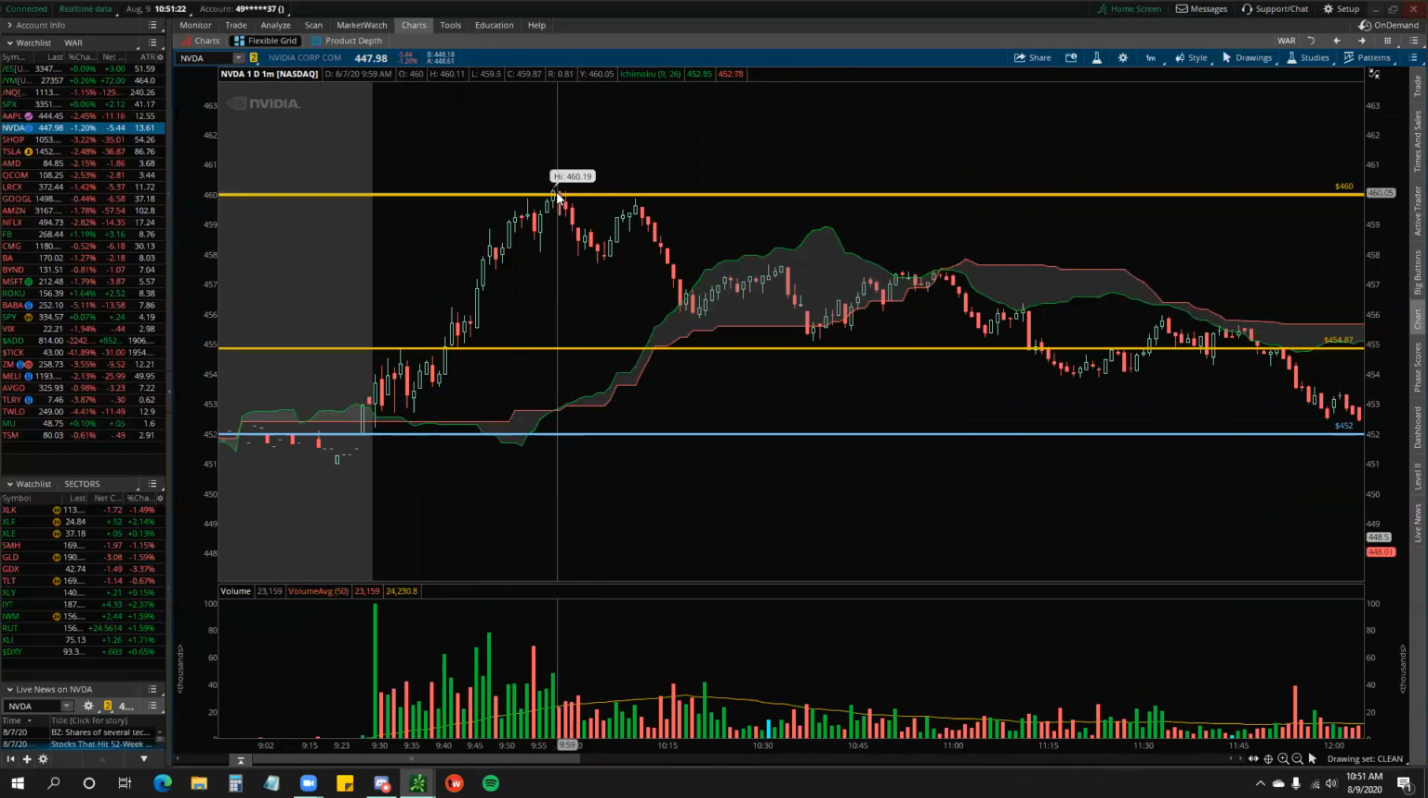We crush it all the way to 460. That's our target, right? It hits it. And then what's it do? It fails to go higher. Then we see, is it going to hold up?